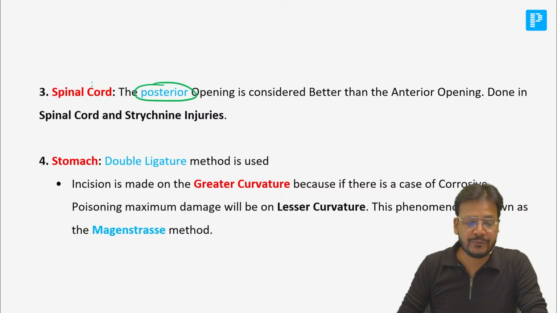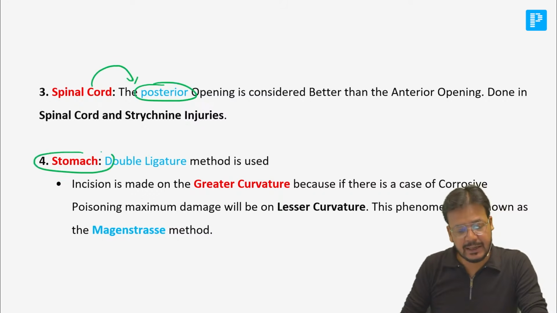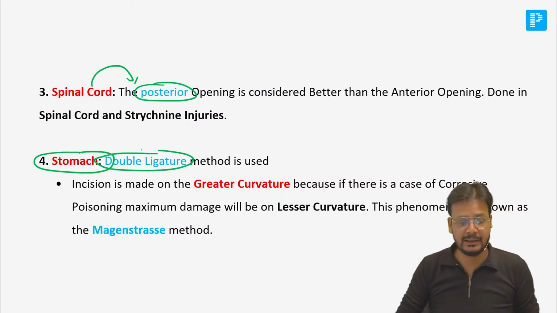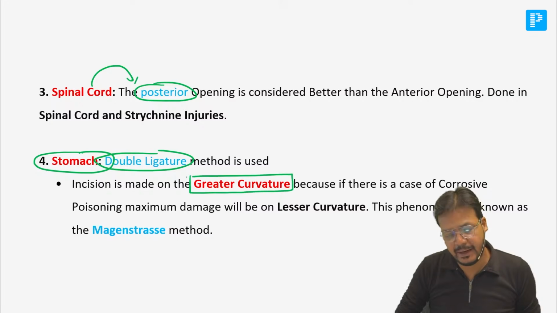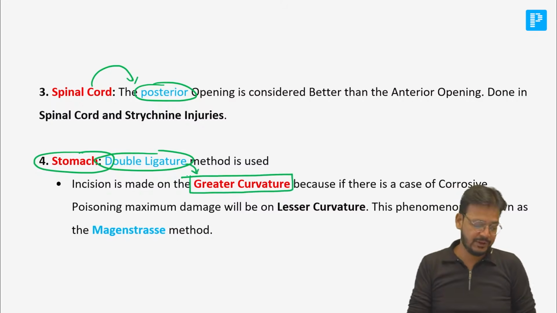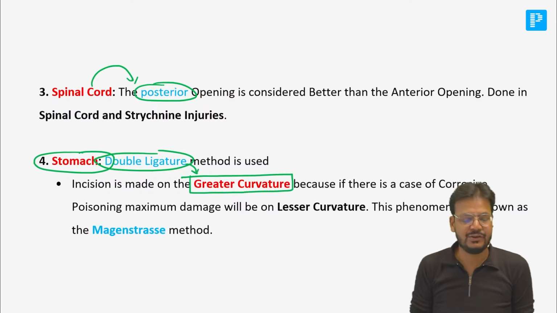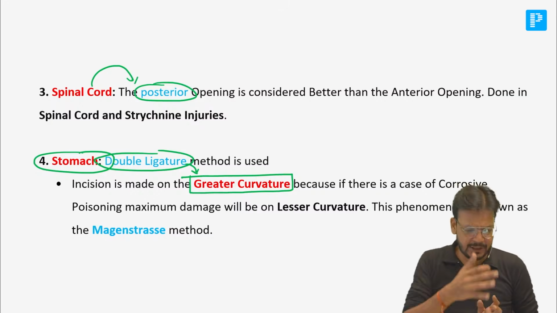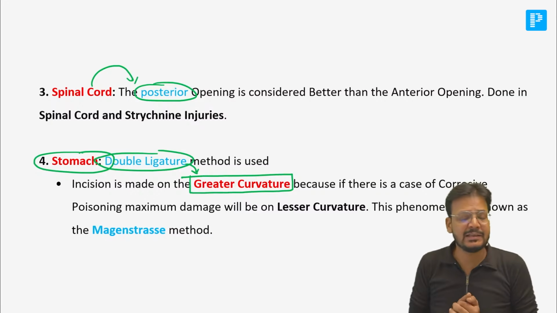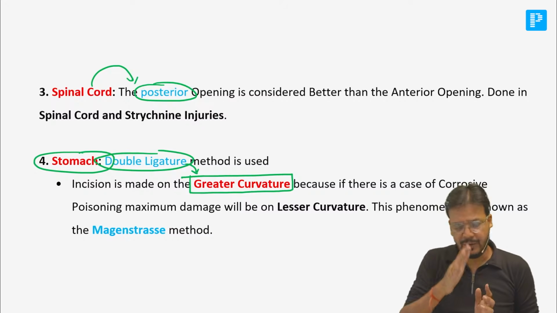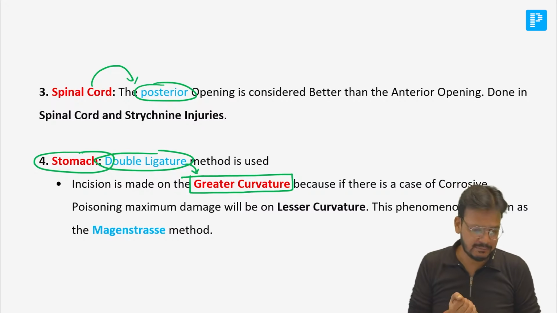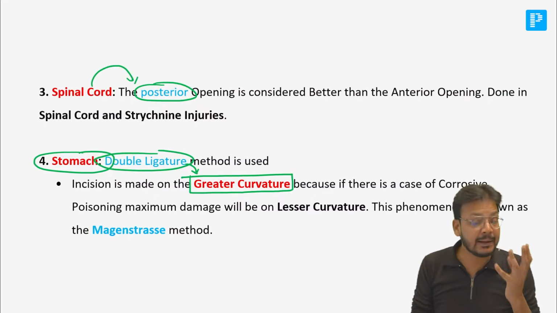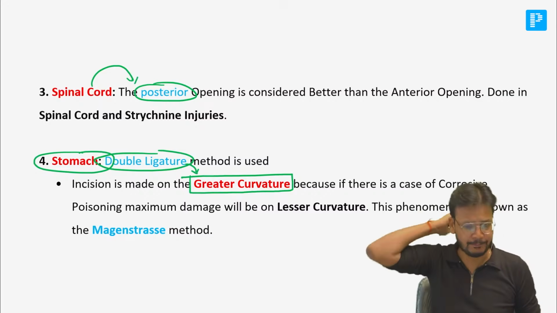Spinal cord is opened from the posterior approach, and the stomach is by the double ligature method, and the incision is made in the greater curvature. For the stomach, we make an incision in the greater curvature, because in most poisoning cases the acid goes towards the lesser curvature. That's why we make the incision on the stomach along the greater curvature. That is the double ligature method. Spinal cord is by the posterior method.